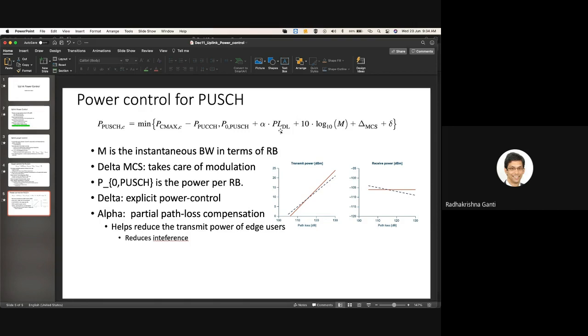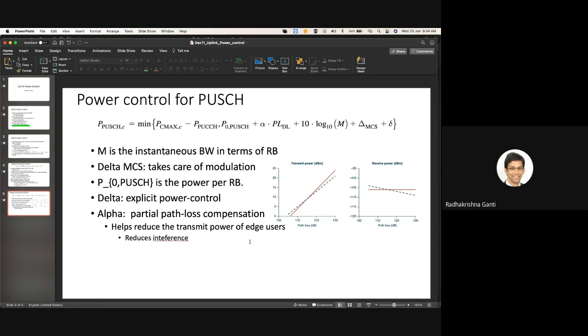So in general, you don't try to compensate for your entire path loss. You try to compensate only a fraction of your path loss. How the value of alpha is chosen, there are a lot of theoretical results on that. It depends on your path loss exponent and other things. Based on that, you can choose your alpha. That's why you do fractional power control for the PUSCH in the uplink.